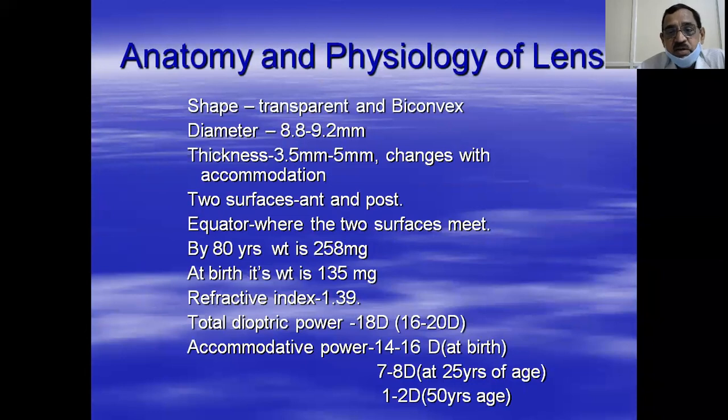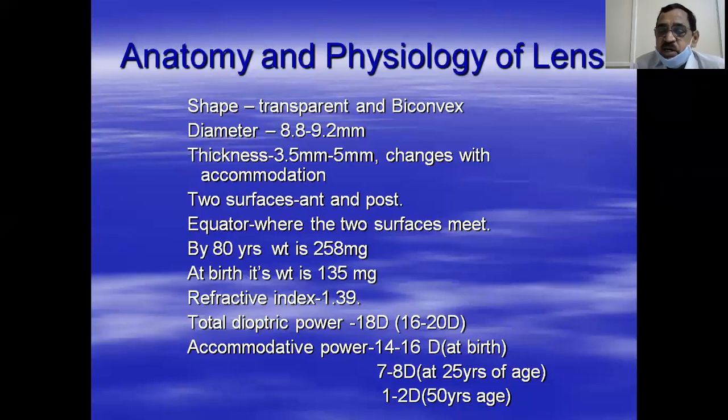And now we go on to the anatomy and physiology of the lens. Lens, as I told you, is a transparent crystalline biconvex lens which is placed behind the iris and in front of the anterior hyaloid fossa of the vitreous, in a fossa known as patellar fossa. The diameter of the lens is around 8 to 9 millimeters, and the thickness varies with the age and also with the accommodation.